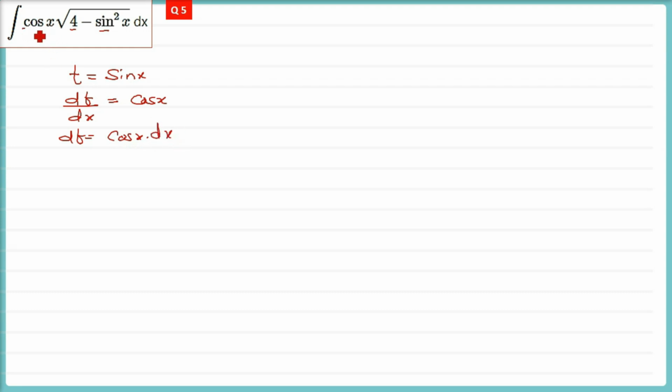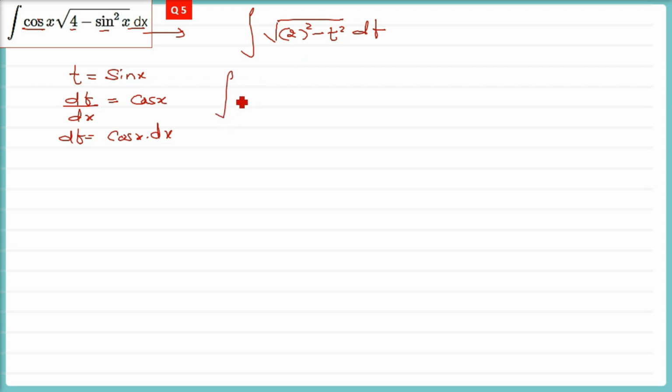And what do you see in the question? Cos x dx is already there, and we can replace wherever sine x is there by t. So what are we going to get after this substitution? In place of cos x dx, I am writing dt, and inside the root, 4 can be written as 2 square and sine square x can be written as t square.